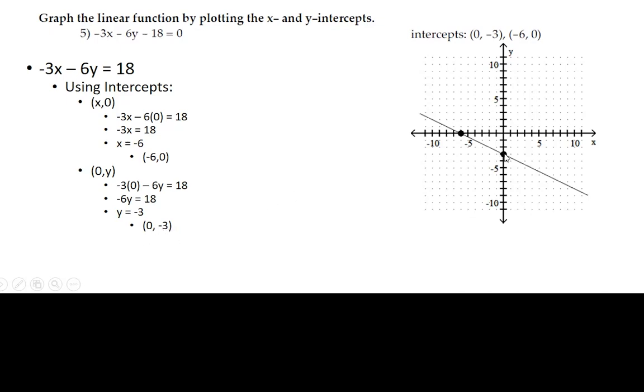Put that on the graph. Y-intercept of -3. Put our x-intercept on the graph. X-intercept of -6. And then draw the line through the 2 points.